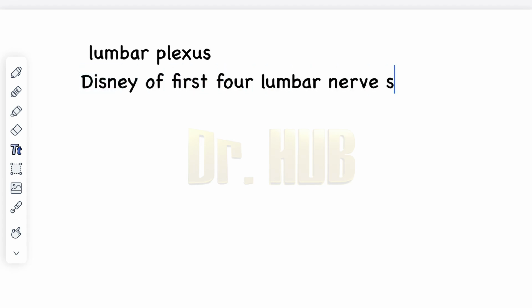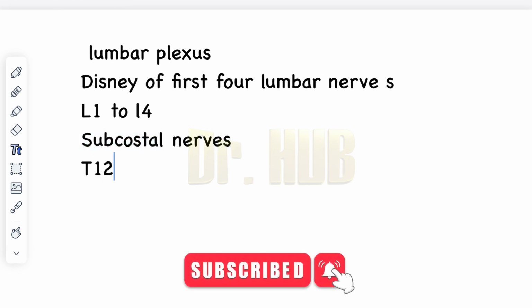Lumbar plexus. The lumbar plexus is formed by the divisions of the first 4 lumbar nerves. So this includes L1 to L4, and the contributions of the subcostal nerve, which is T12, the large thoracic nerve.